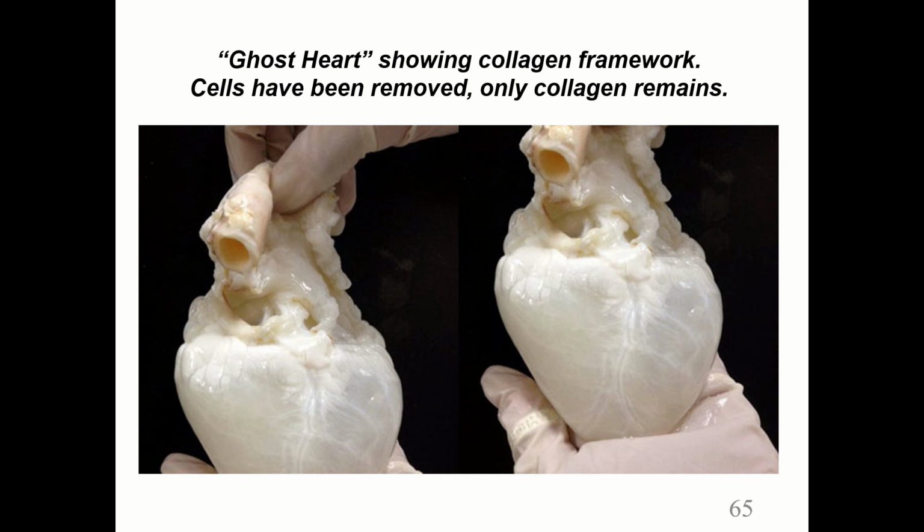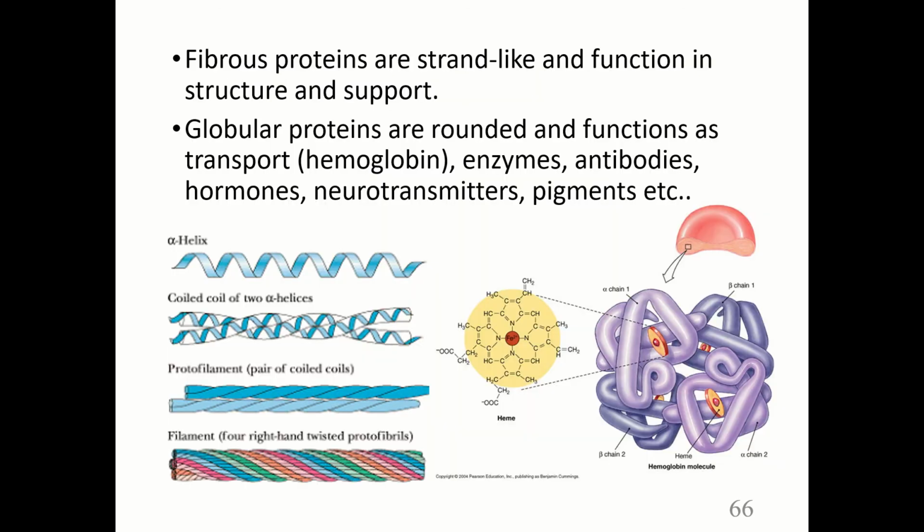And so keep with your vitamin C, as well as taking collagen supplements. And if you can, substitute bone broth for chicken broth and things like that, because bone broth will be high in collagen as well. Fibrous proteins are strand-like and function in structure and support, so collagen would be a fibrous protein. So is keratin, found in your skin, hair, and nails. Globular proteins are rounded and function as transport proteins, such as hemoglobin, pictured here, enzymes, antibodies, hormones, neurotransmitters, pigments, etc.